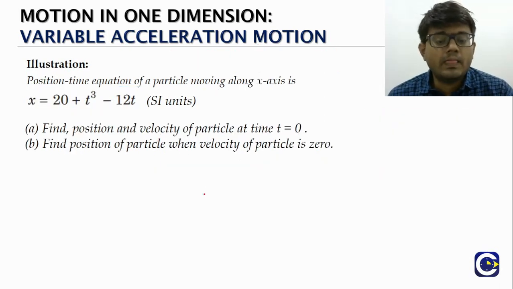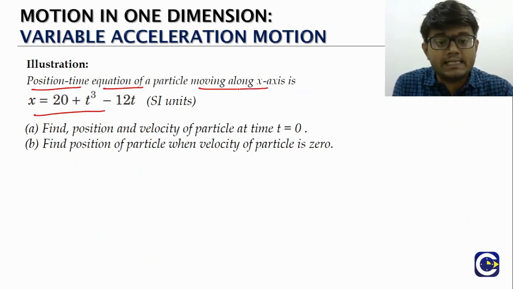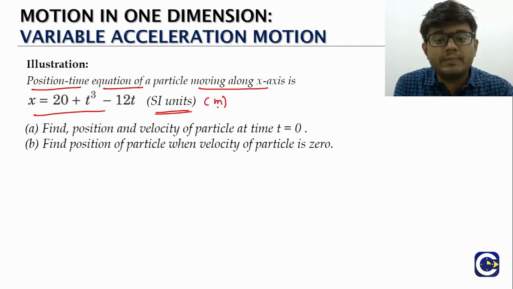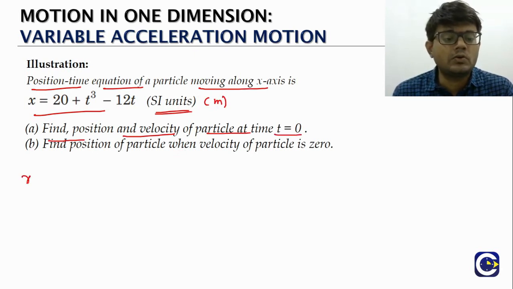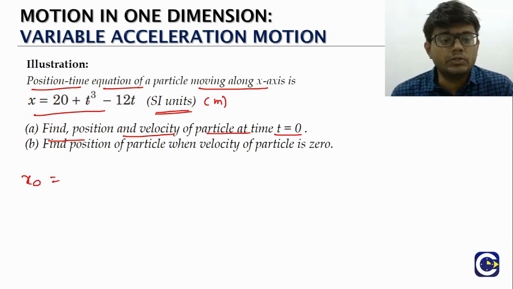Next we have a question where they are giving us the position time equation. So we can see the x coordinate of the particle is given. So the particle is moving along the x-axis. The x coordinate is in terms of the SI unit, meaning meters. Find the position and the velocity of the particle at t equal to 0. So position we have to find at t equal to 0, let us call it x naught. We just substitute t equal to 0, we'll get 20 plus 0 cube minus 12 into 0. So totally it is 20 meters. That's it.